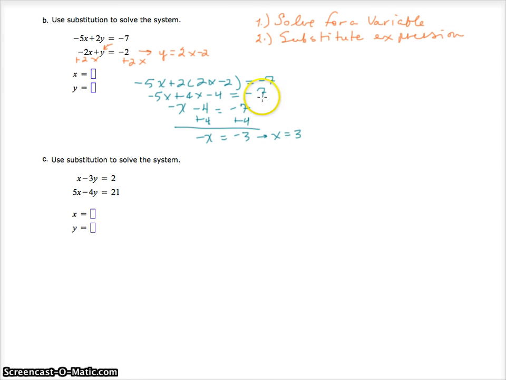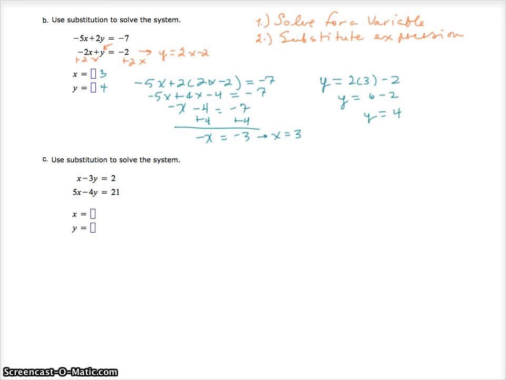Now I'm going to take this and substitute it into an equation. So I'm going to have y equals 2 times 3 minus 2. Y equals 6 minus 2, so y equals 4. So x was 3 and y was 4.